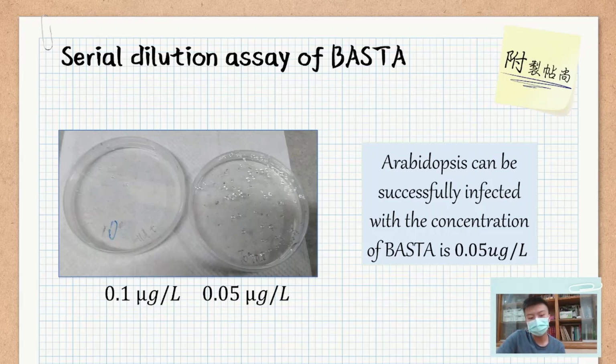However, after the second test using 0.05, some lived and some died. From that, we can be sure it is an appropriate concentration because it can help us to check if there is a resistant gene inside the Arabidopsis, which means it also can include the rolB gene and YFP. So Arabidopsis can be successfully screened with the concentration of Basta at 0.05 per liter.